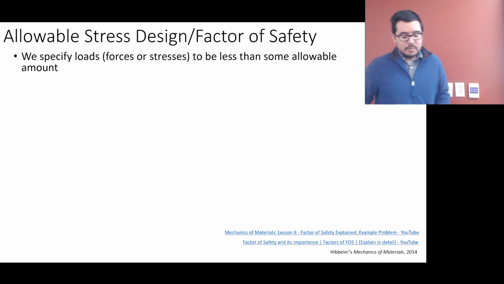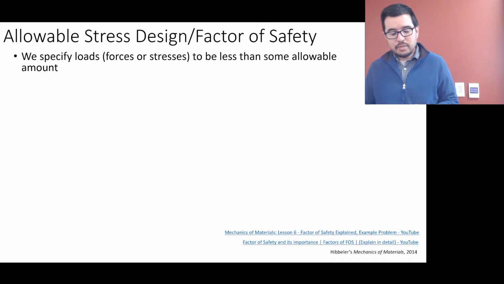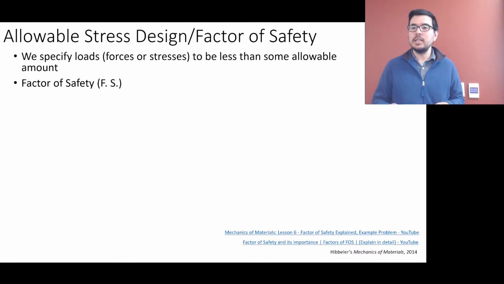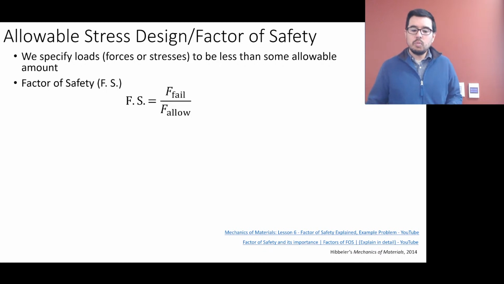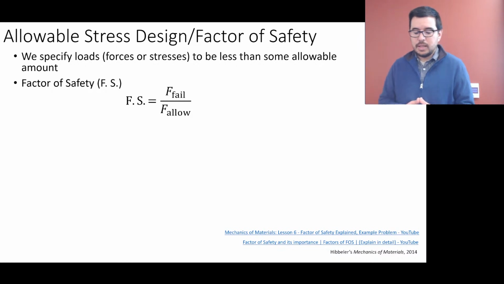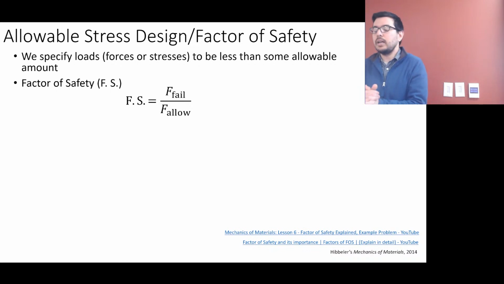Okay, so we have this idea that you design for safety. It can be a little bit confusing when it comes down to a mathematical definition in terms of what we are dividing by what. So one way to think about a factor of safety, or a safety factor, is in terms of the load at failure divided by the allowable load in terms of forces.